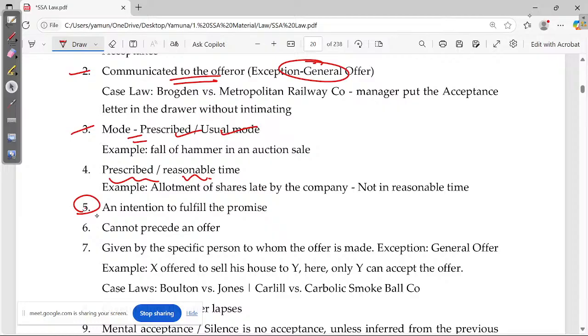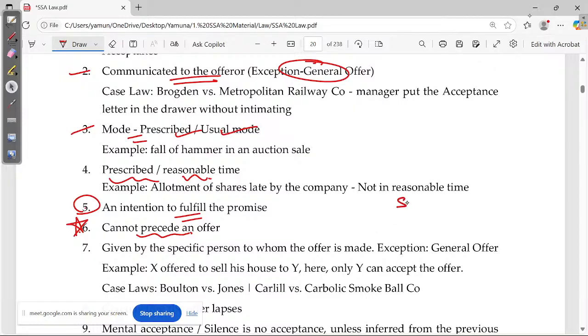Definitely, the fifth one is quite a normal point. You have to have an intention to fulfill the promise, because once you give your acceptance, obviously it becomes a promise, which means you have to have the intention. If you don't have the intention to fulfill the promise, how can you say it's an acceptance? Okay. Acceptance cannot precede an offer. Yes, please highlight this point. It's often asked. If there is no offer, how can I talk about acceptance? If an offer has lapsed, how can I talk about acceptance?